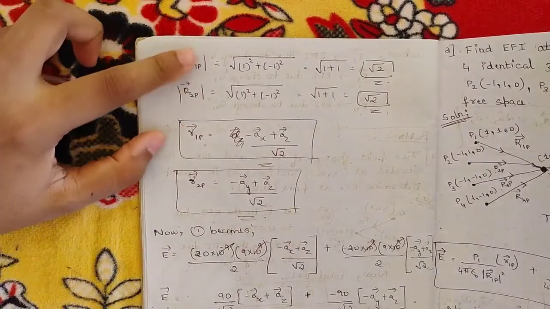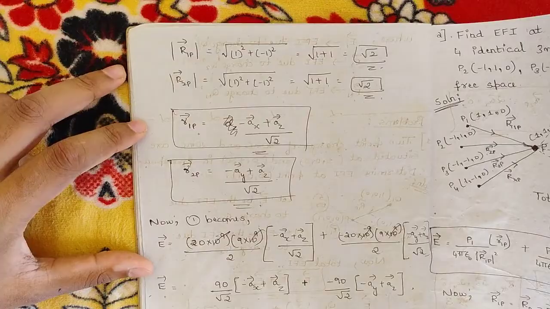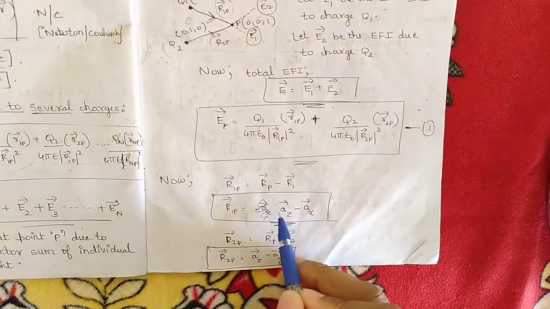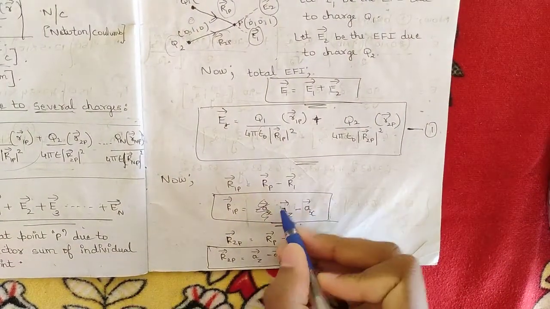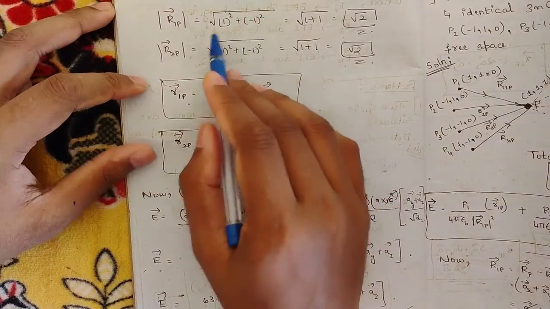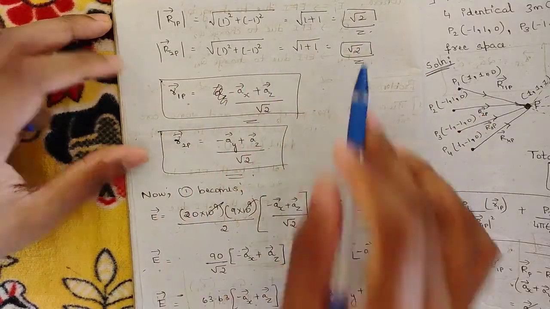Okay. Next, we need to find the magnitude part. The magnitude of R1P is given by the coefficients squared, that is 1 square plus minus 1 square. The coefficients in R1P are 1 and minus 1. For R2P also the same thing. So 1 square plus minus 1 square, that is 1 plus 1, root 2. Similarly, the magnitude of R2P is also root 2.